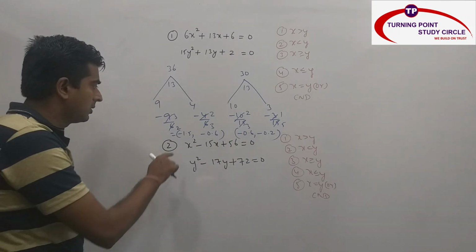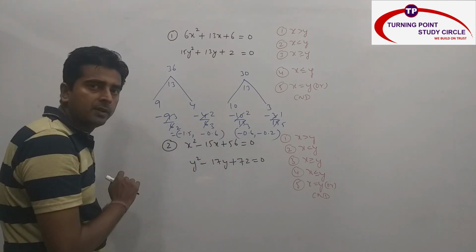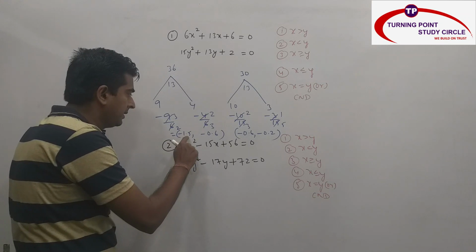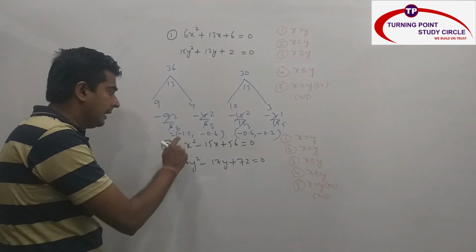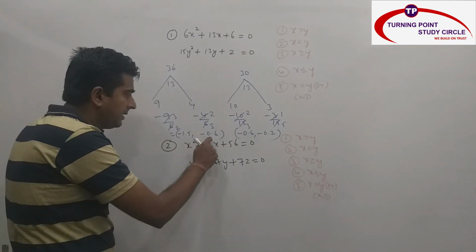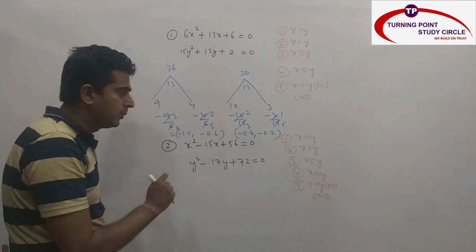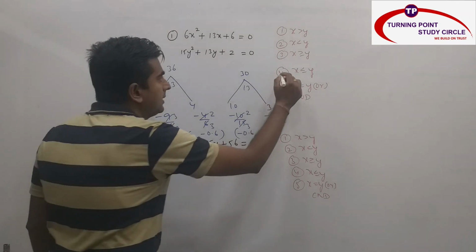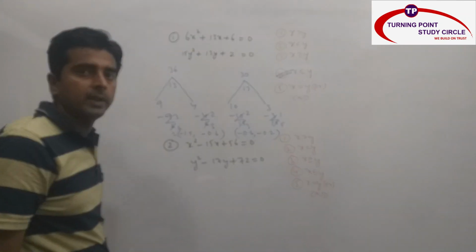Now you need to compare. When you compare minus 1.5 with minus 0.6, minus 0.6 is greater. That means x is less. Again when you compare minus 1.5 with minus 0.2, again x is less. Minus 0.6 and minus 0.6 both are equal. Minus 0.6 and minus 0.2, again x is less. So what is my answer? X is less than or equal to y.